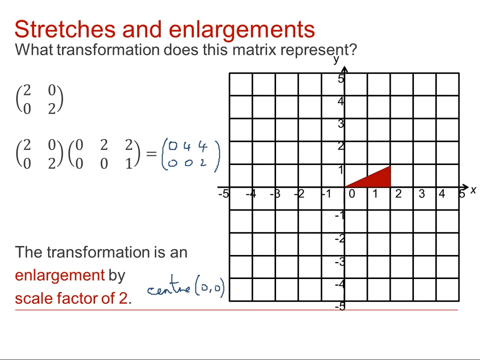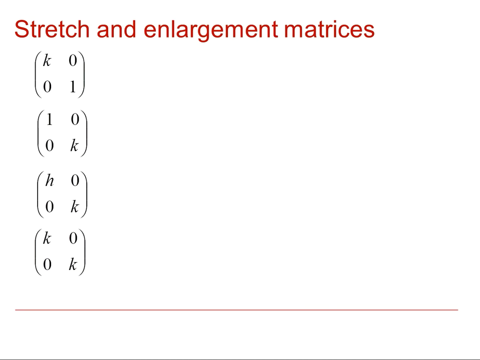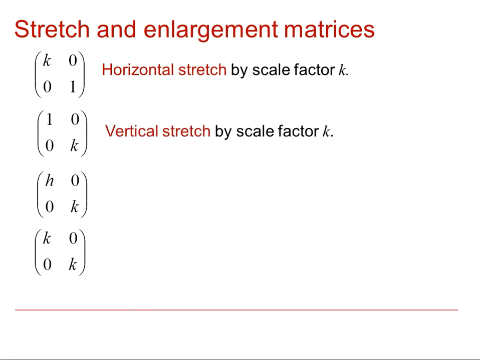So the stretches and enlargements are given by the following set of matrices. The stretches have a value on the leading diagonal of 1 and k, where k is the scale factor of the stretch. The first one there is a stretch which is horizontal, so it's the x value which is increasing. The second one, the y value, is increasing by that scale factor k.